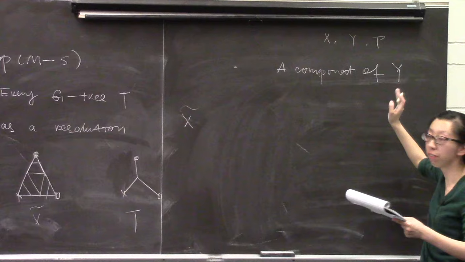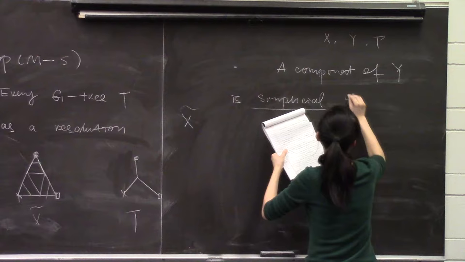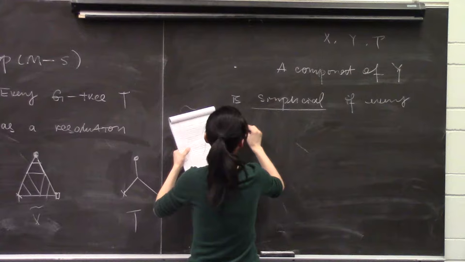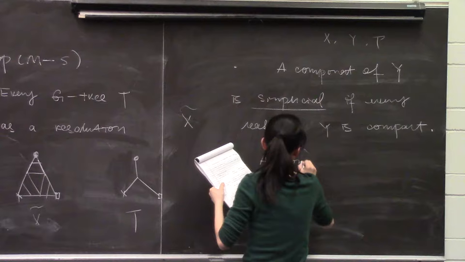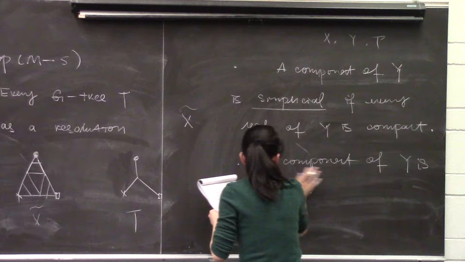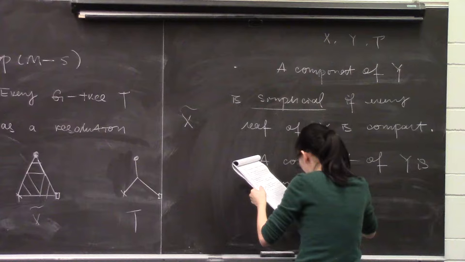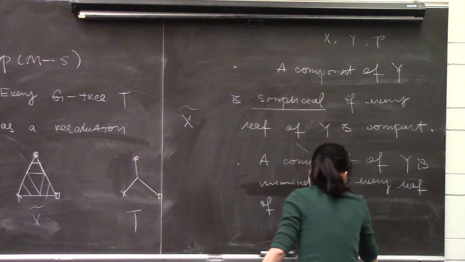A component of Y is simplicial if every leaf of Y is compact. A component of Y is minimal if every leaf of Y is dense.